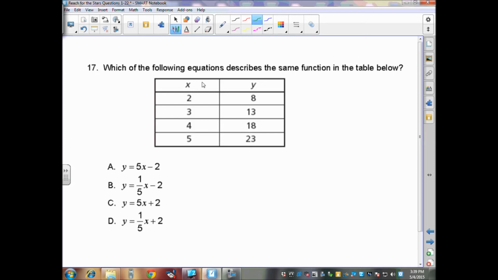Let's look at the next one here. The following equation describes this function.